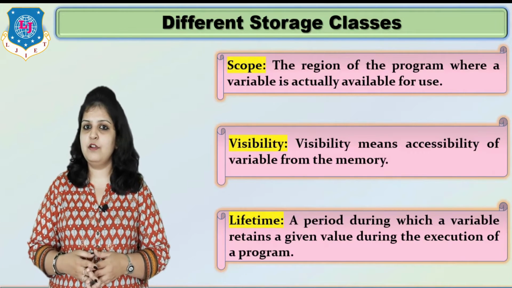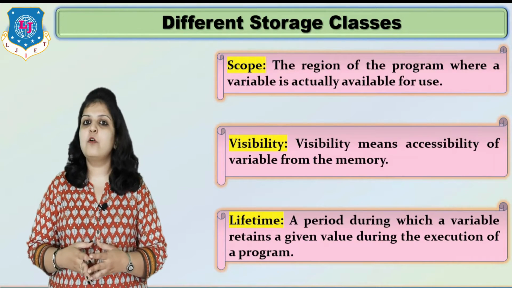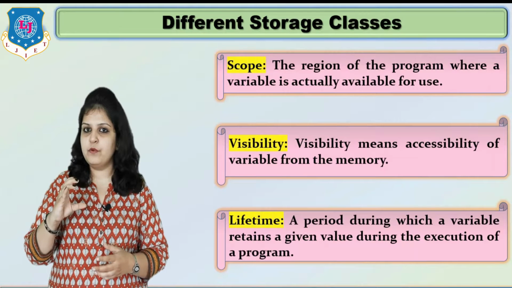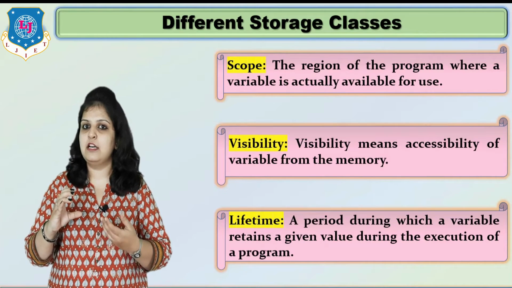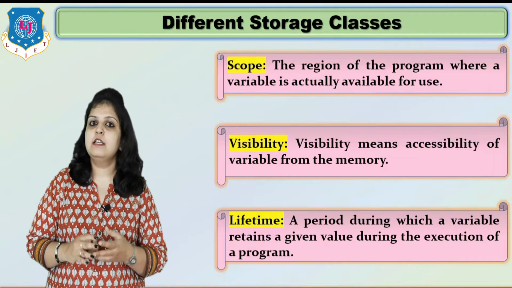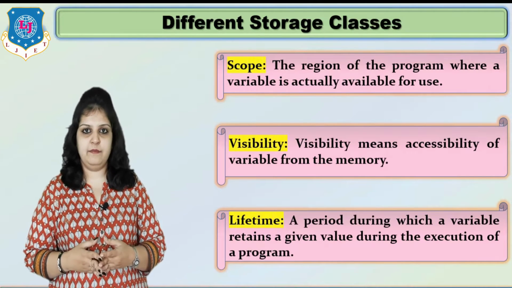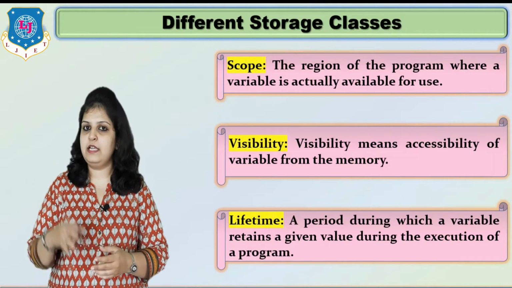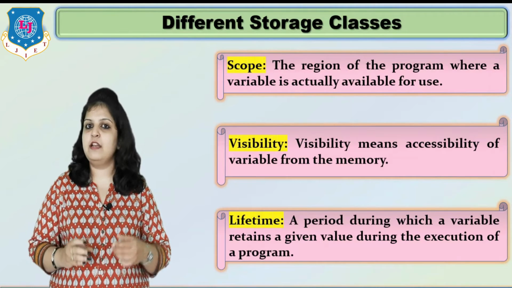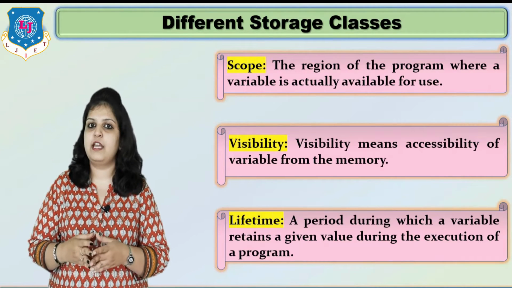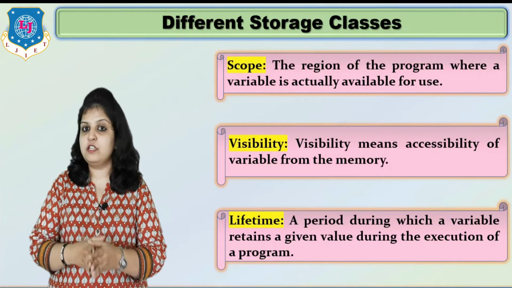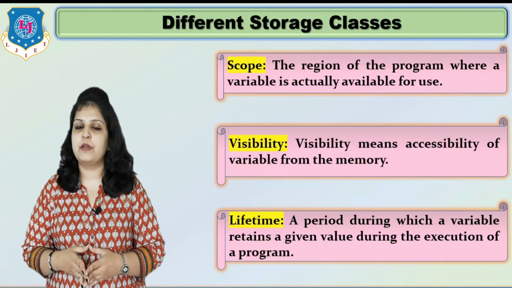So let's see first of all, what do you mean by scope? Scope means the region of a program where we can access the variable. Suppose our variable is a local variable, then we can access it only in a particular function, and when we have a global variable, then we can access it throughout the program. So this is called the scope of a variable.